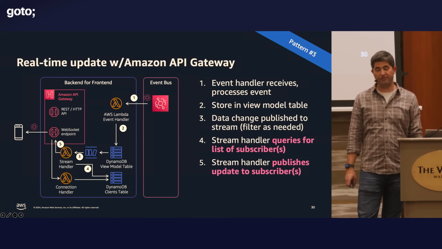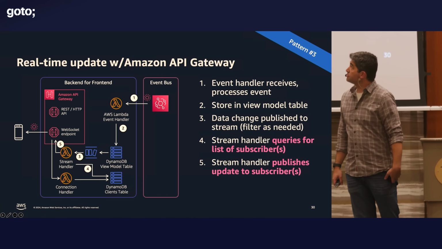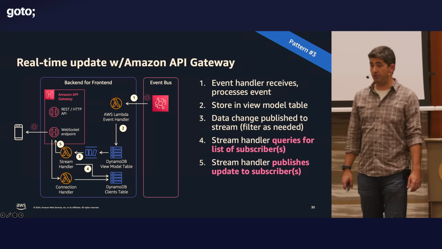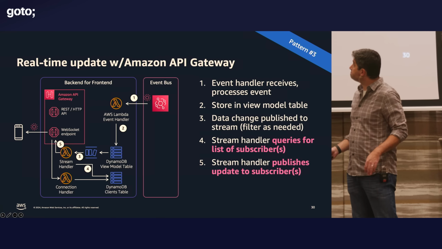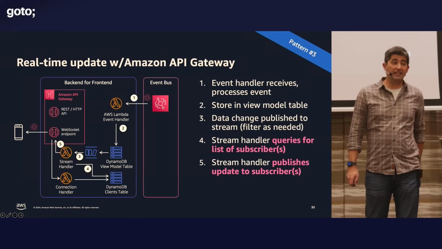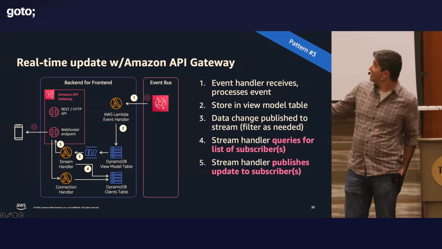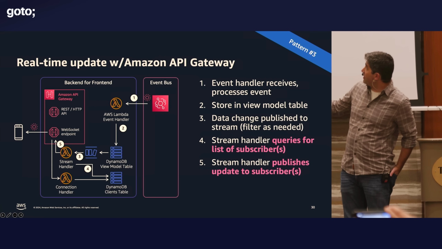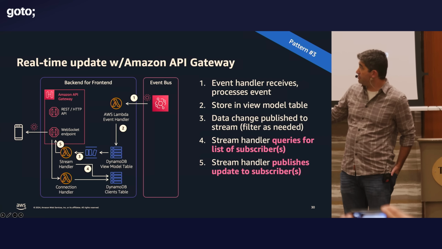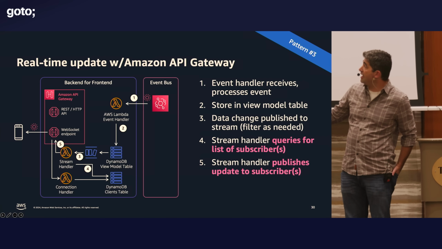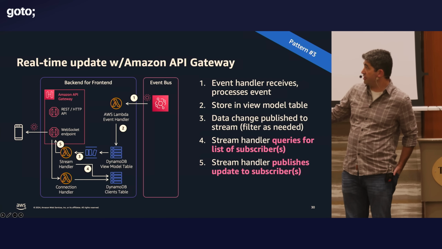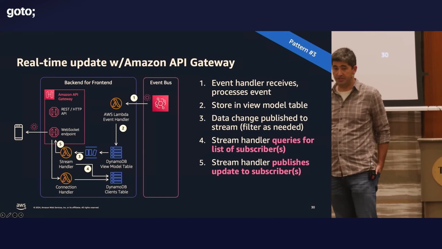All right, so let's get away from GraphQL. Next, we're going to look at how to use Amazon API Gateway to implement that same pattern. There are more icons on the screen, yes. So we've got the same thing. We've got EventBridge, triggers that event handler. The event handler writes data into our DynamoDB view table. It publishes those changes to a stream. And then we've got this stream handler that then goes and calls this WebSocket endpoint.